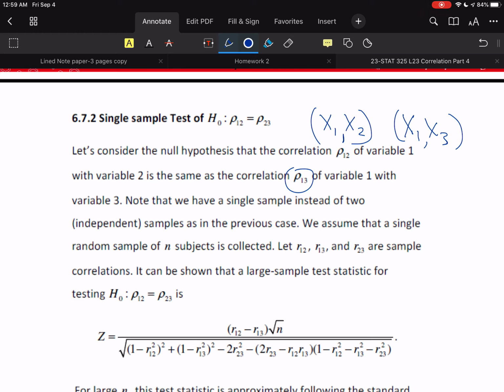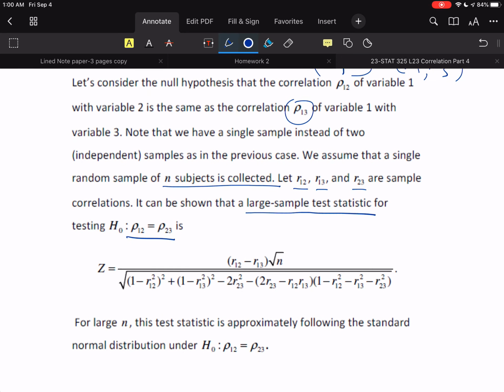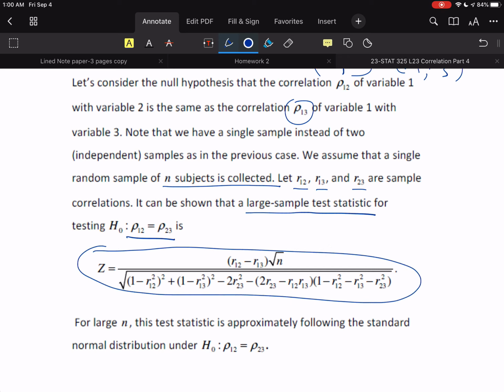So we have a single sample instead of two independent samples like we had in the previous case. So we're going to assume that a single sample of n subjects is collected. So it's one sample, and we calculate these three correlation coefficients. And so, using theory, we can show that a large sample test statistic, so it has to be a larger sample size, for testing that rho 1,2 is equal to rho 2,3 is given by this very short little equation, right? Okay, so definitely something you'd want on your formula sheet. And this very nicely follows a standard normal distribution.